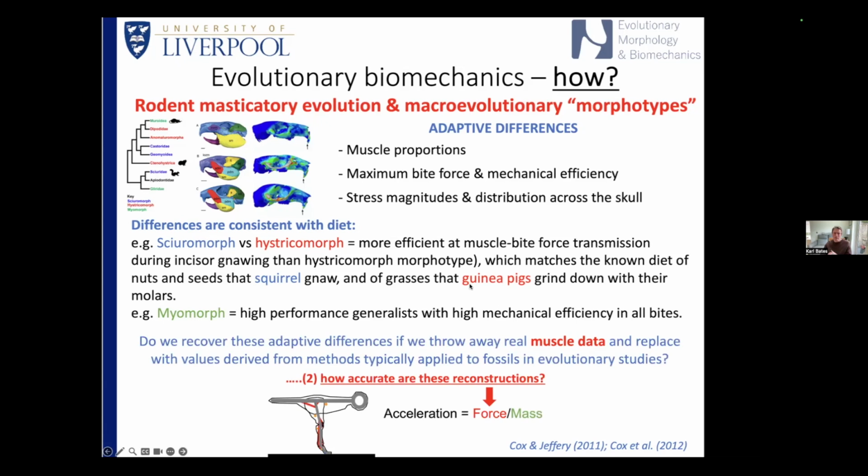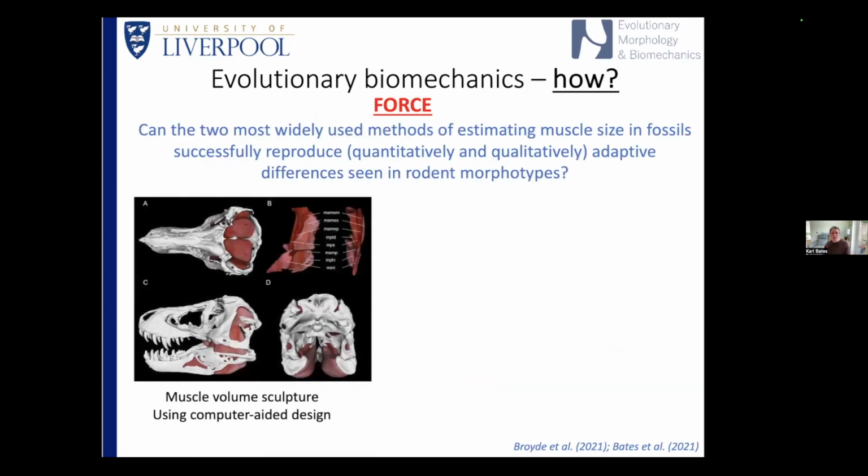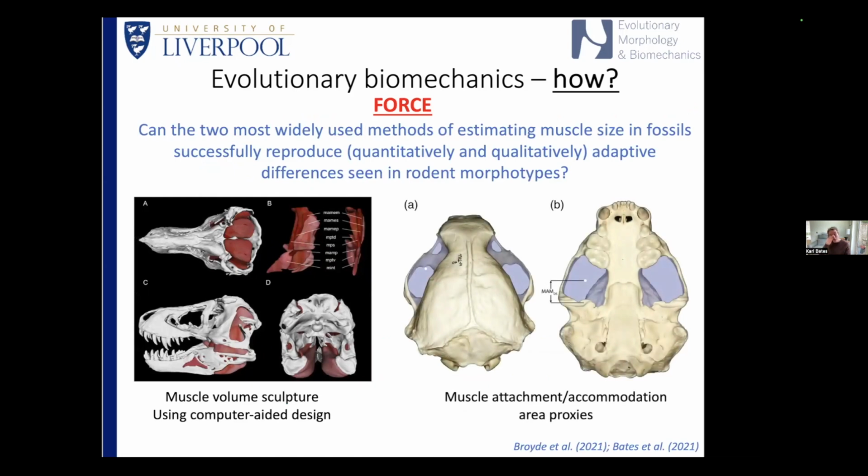So what we wanted to do in this situation was essentially what I've just done with the birds: throw that real muscle data away that we've already measured and pretend these rodents, these guinea pigs, rats and squirrels, were fossils, and apply the muscle reconstruction methods to them as if they were fossils, and then compare our predictions to the real measurements of jaw muscle size. So we did this. We tested two of the most common methods for reconstructing how big muscles are in fossils and how much force they can produce.